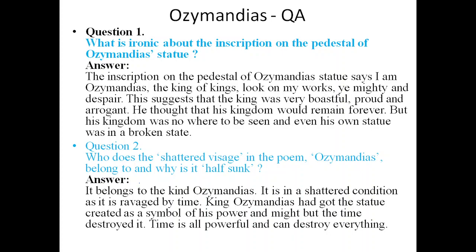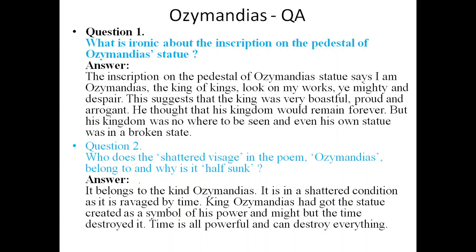Second question: who does the shattered visage in the poem Ozymandias belong to, and why is it shattered? We get the answer in the second stanza. It is the visage of King Ozymandias. Now it is lying broken because time has ravaged everything. Time does not spare anything. Everything decays with the process of time. The power which he enjoyed at one time, there is no trace of this power and achievement now. So time is very powerful and it can destroy everything.